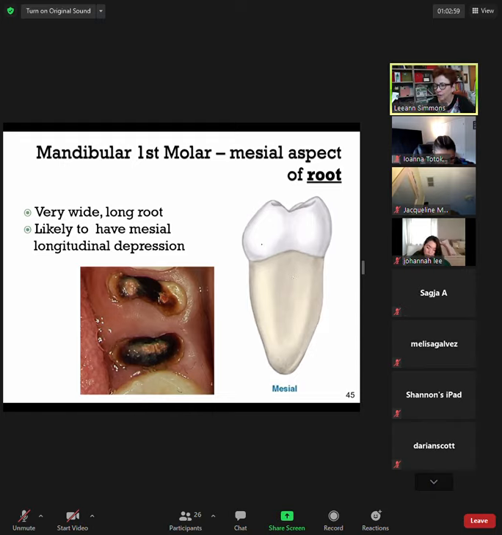This is the mesial aspect of the root here. It's a very wide tooth root, buccolingually. It's huge, okay? And it is likely to have this longitudinal depression I spoke about before on its mesial aspect.